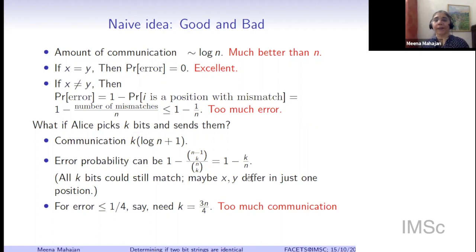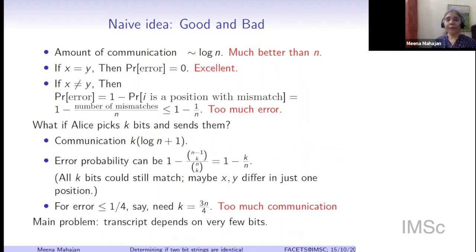Okay. So this is too much communication. Either we will still have too much error, k by n, or if we want to really make it small, we will have too much communication. So sending 1 bit, or 10 bits, or 100 bits is not going to work unless n is already close to the number of bits that we are sending. So this was a naive idea, and the one good thing about it was that the communication was small, if k is small.